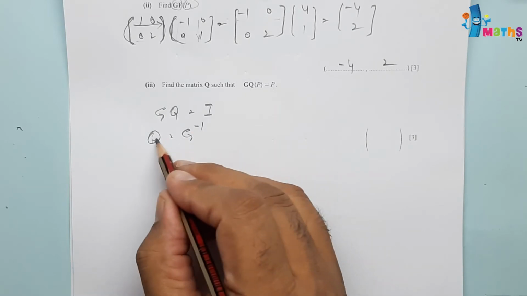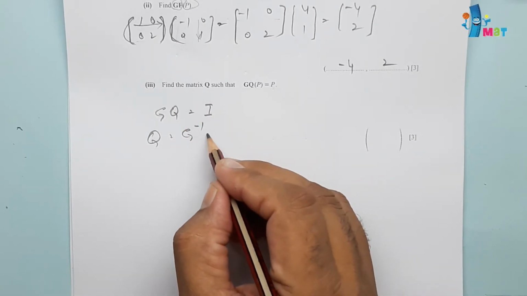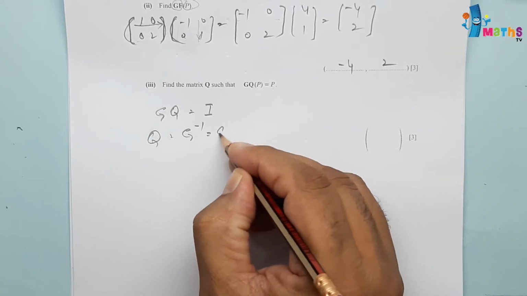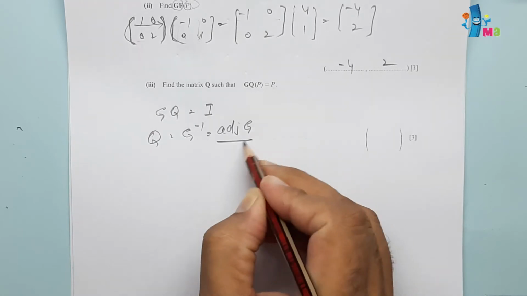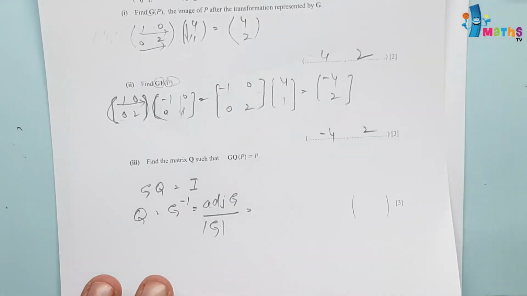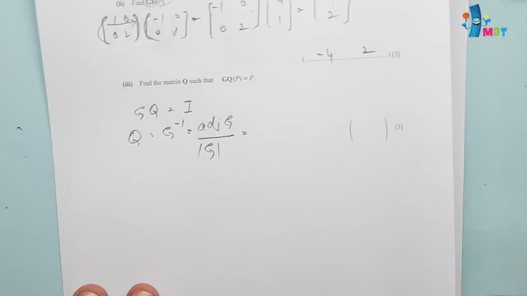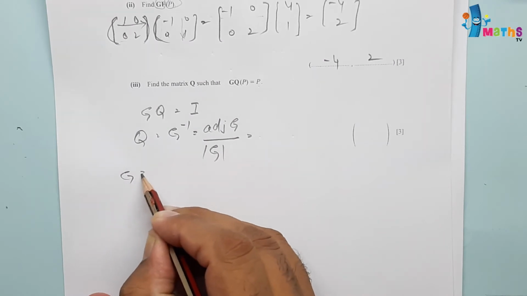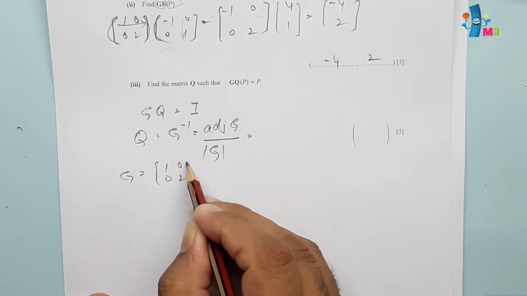They are inverse to each other. That's why we are getting the identity matrix. So the inverse, how can we find it? We can find the inverse with the formula adjoint of G over mod G, and G is this one, 1 0 0 2. So I will write here G = 1 0 0 2.